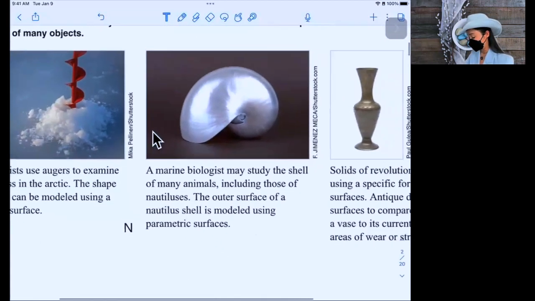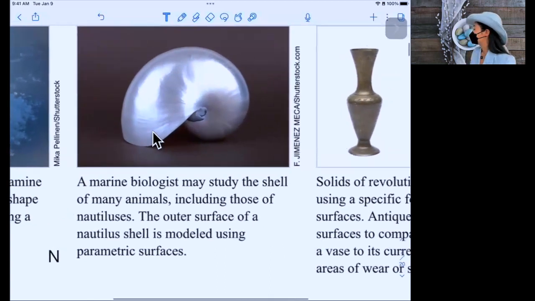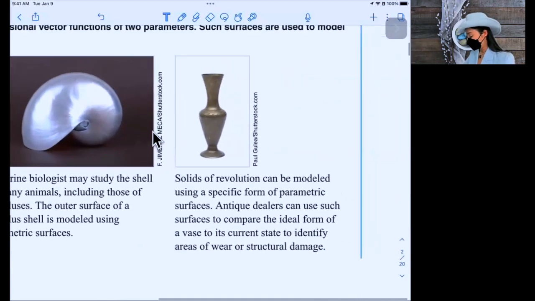Okay, the second one. Who wants to read the second one? Okay, Isaac, go ahead. Many biologists study cells, studying the surface of a novel cell. It is modeled using parametric surfaces. Okay, perfect. Good job.